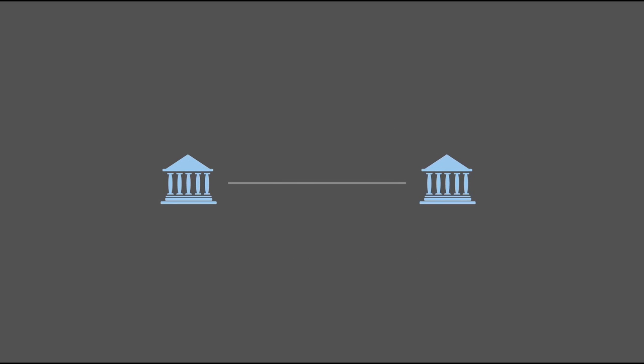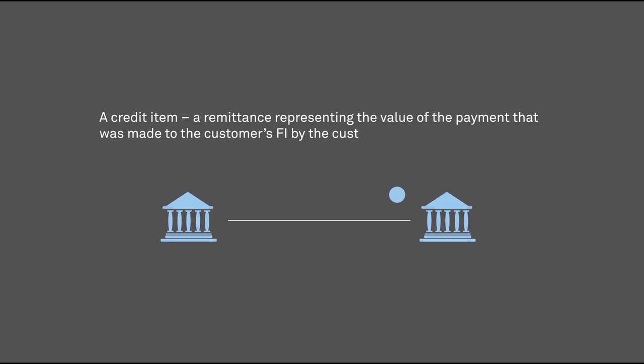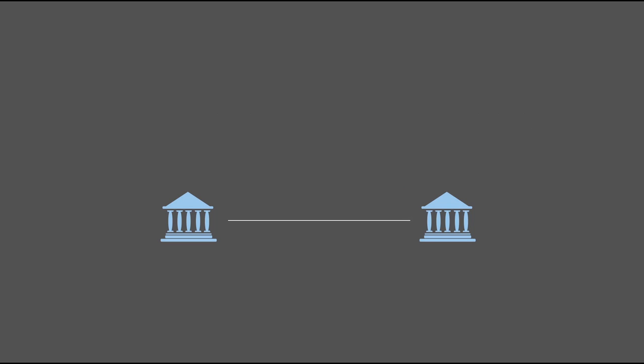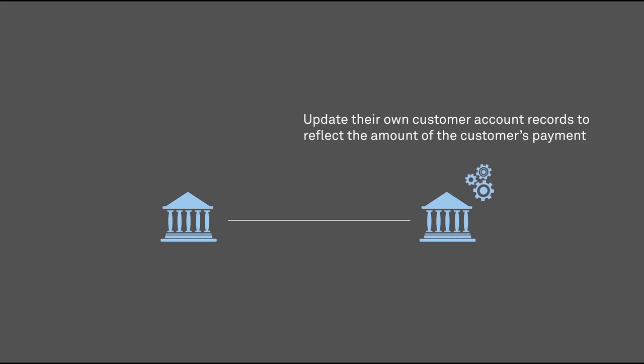As soon as the customer's FI initiates the exchange of the paper-based or electronic remittance with the billing organization's FI, that paper or electronic item itself becomes a credit item: a remittance representing the value of the payment that was made to the customer's FI by the customer and must subsequently be applied to the account of the billing organization. Once the billing organization's FI updates the biller's account to reflect receipt of the remittance, the biller will update their own customer account records to reflect the amount of the customer's payment.